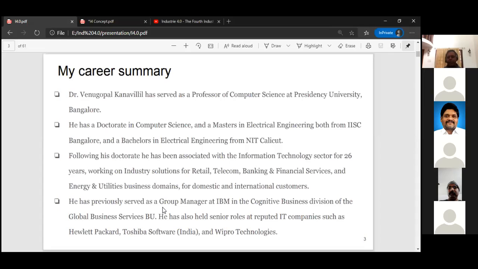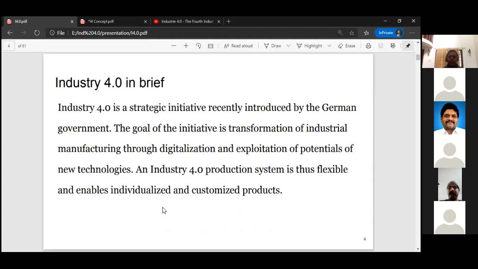And after that, I've come into academics. Most recently, I was working in Presidency University. And the reason I'm here in Kerala is that because of this COVID situation, with a lot of shutdowns and things like that, I've relocated to Cochin. So that's it. Let me proceed to the topic.